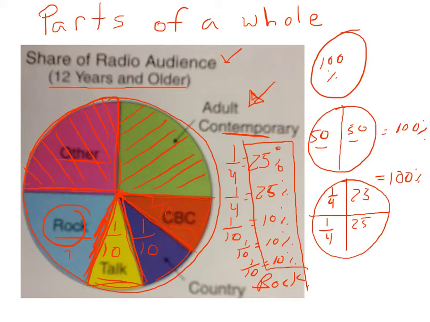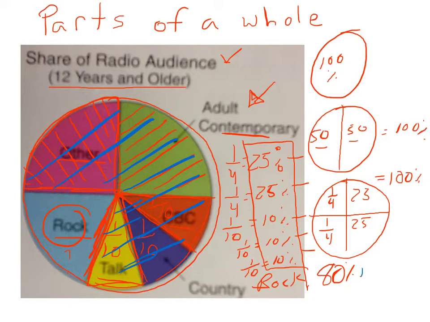So far, we have 25% plus 25 plus 10 plus 10 plus 10. If you add that up, so far we have a total of 80%. So that means this whole part of the circle graph, all these pieces added up together, except rock, equals 80%.